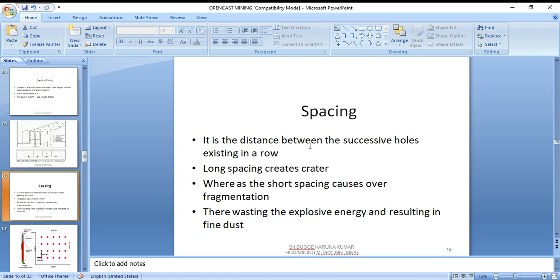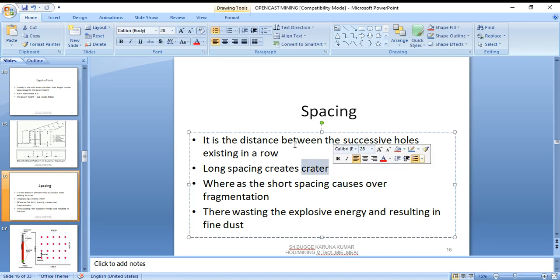It is the distance between the successive holes existing in a row. Long spacing creates craters.